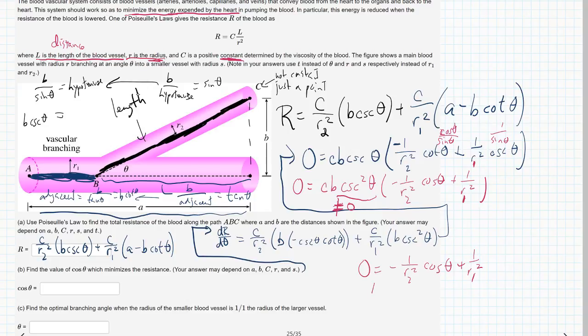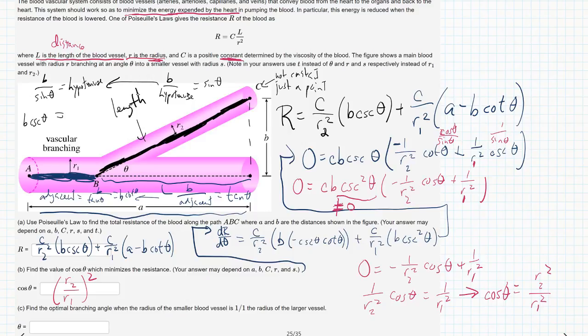Notice we get 1 over r2 squared cosine theta equals 1 over r1 squared. And holy mackerel, we solve for cosine of theta. Cosine of theta equals r2 squared over r1 squared. We didn't need an a, b, or c. It's actually a simpler way for us to write that: r2 divided by r1, just that whole quantity squared. Wowzers, that's pretty crazy.